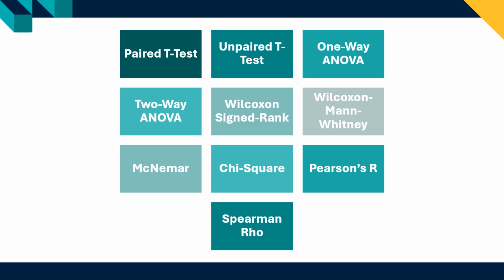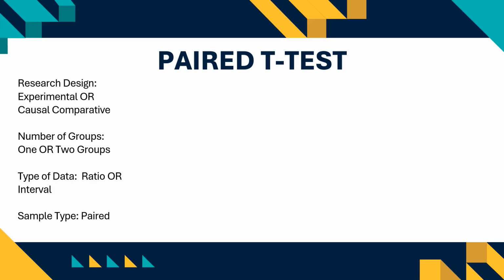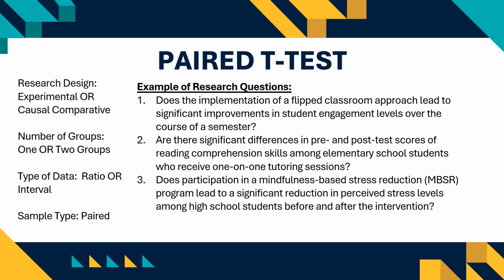Statistical tests are what we're going to look at. The first one is the paired t-test. This test is great if you're using the research design of experimental or causal comparative. It's a great test to use if you're using 1 or 2 groups. It's also great if you have ratio or interval data and your sample type is paired. Some potential research questions are, does the implementation of a flipped classroom approach lead to significant improvements in student engagement levels over the course of a semester?